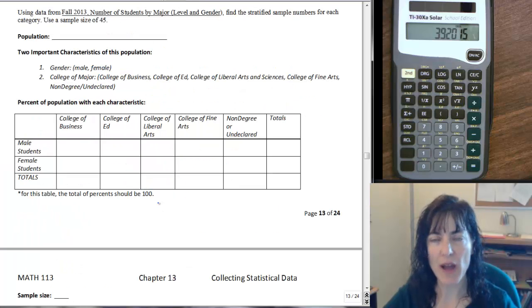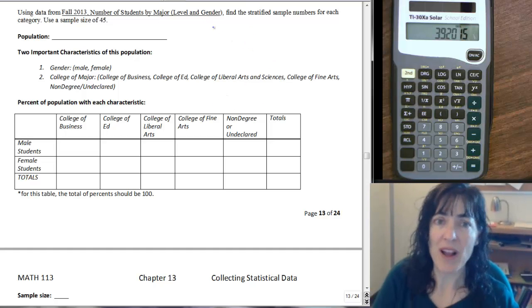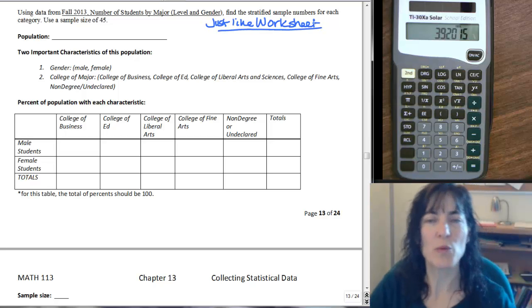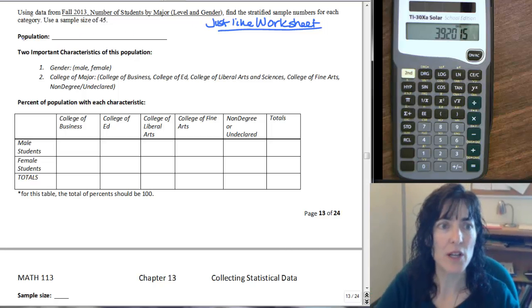What happens if you have another category or characteristic that you want to stratify your sample based upon? That's what we'll look at in this example. And by the way, this is just like your worksheet, so you would want to use this as an example if you get stuck on your worksheet.